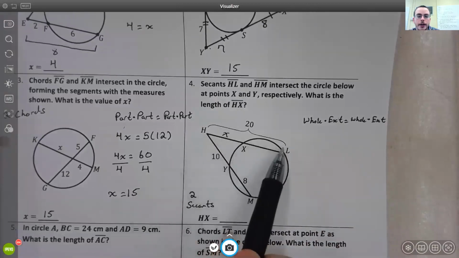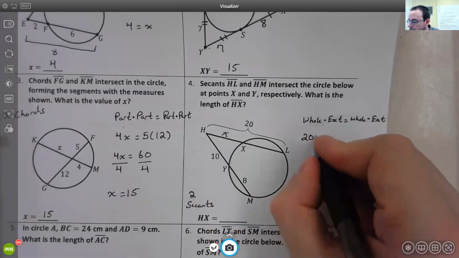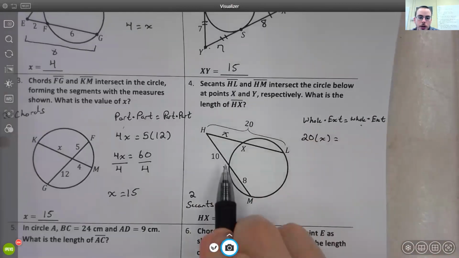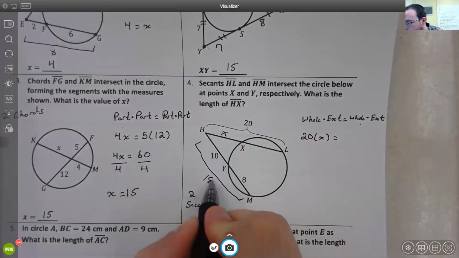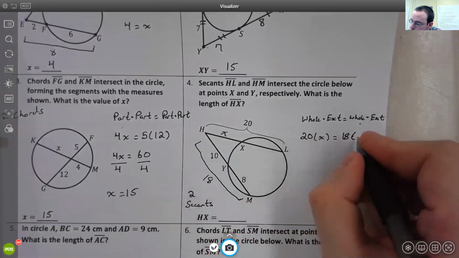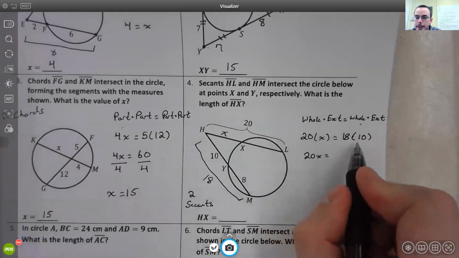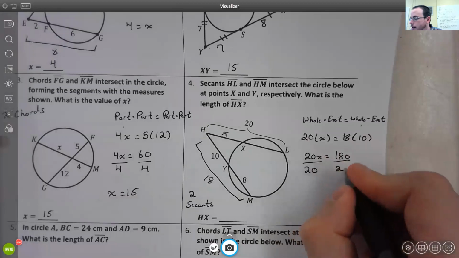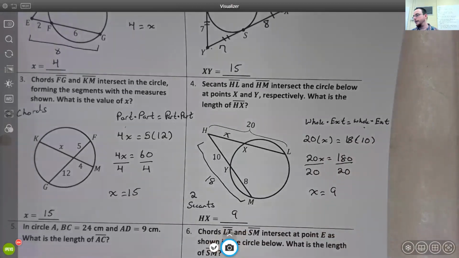So the whole secant there is equal to 20 times your external part, which is X, and then is equal to the other whole secant segment, which in this case would be 18 because you have to add those together, times the external part of that one, which is 10. 20x drops down. 18 times 10 is 180. Divide both sides by 20. And you get that the length of HX is equal to 9.